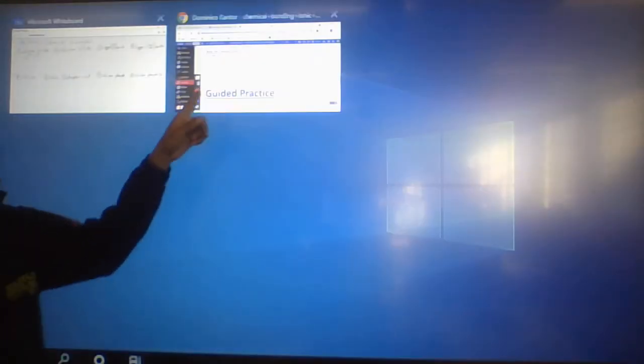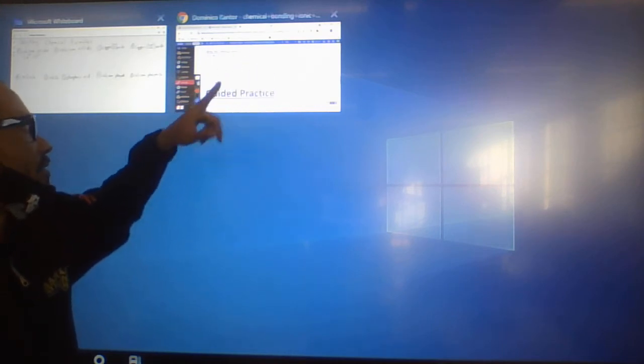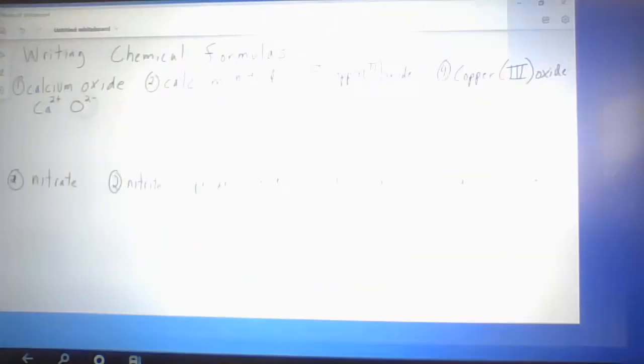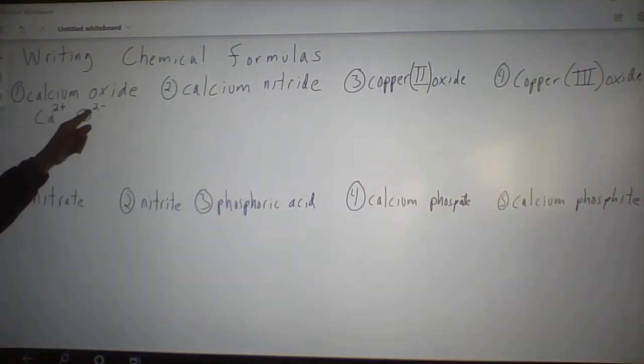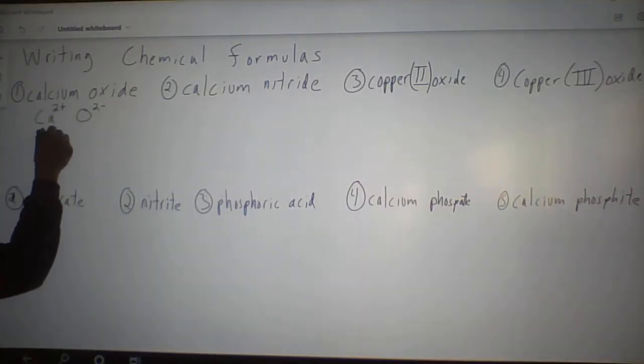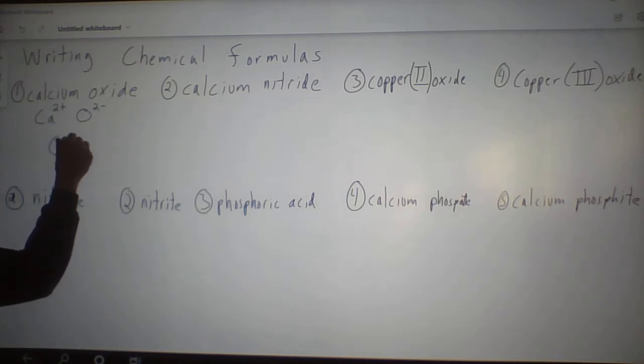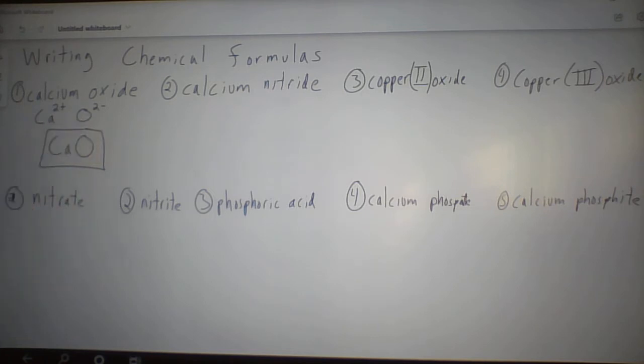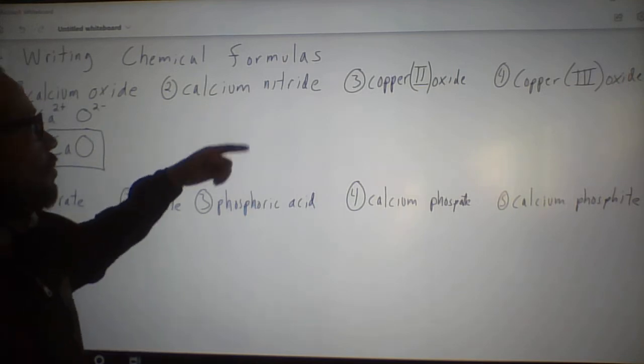So then for step 2, if the ion numbers are the same, I'm just going to write the elements. If the ion numbers are different, I have to use the cross method. So in this one, I see these numbers are the same. I just write the elements. And ta-da! This will be the chemical formula for calcium oxide. All right, so now we'll go to the next one.